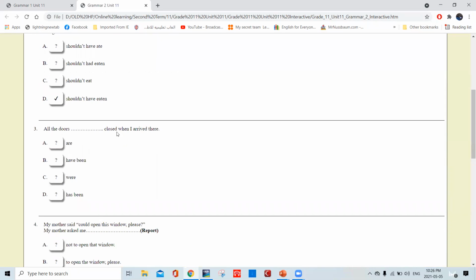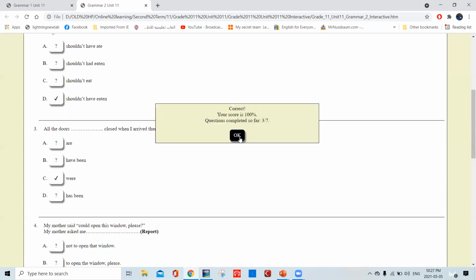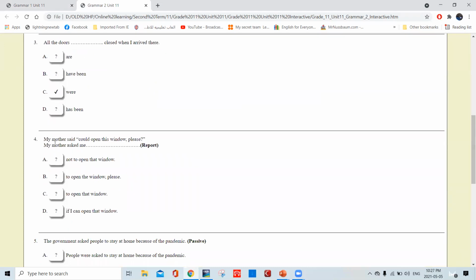All the doors were closed when I arrived there. When we begin with an object, this is passive. Here we have when I arrived, this is past simple. So all the doors were. We don't say are or have been or has been. This is present perfect. So we use past simple. All the doors were closed. This is passive in the past simple. Correct.